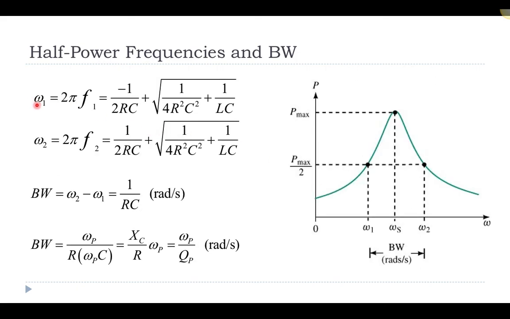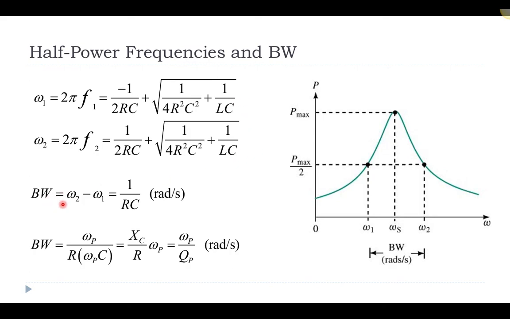So I realized that these are half power frequencies in terms of angular frequency. If I wanted to calculate them in terms of actual frequency, I realized that the angular frequency is 2 pi times the frequency, so I would have to take that number and divide by 2 pi in order to get it in terms of hertz. So these expressions are in terms of radians per second.